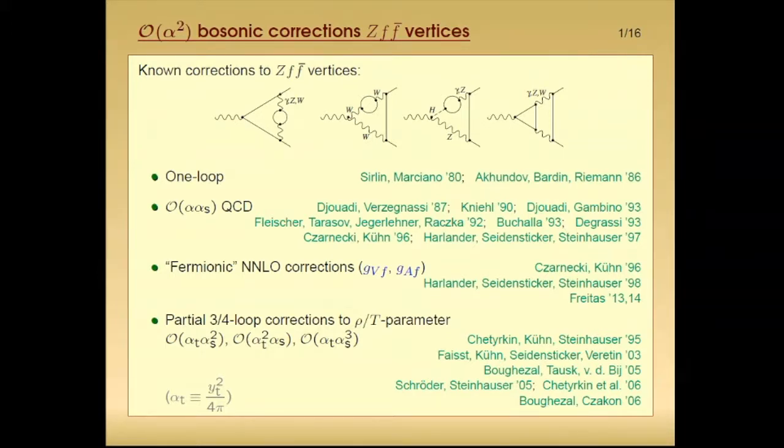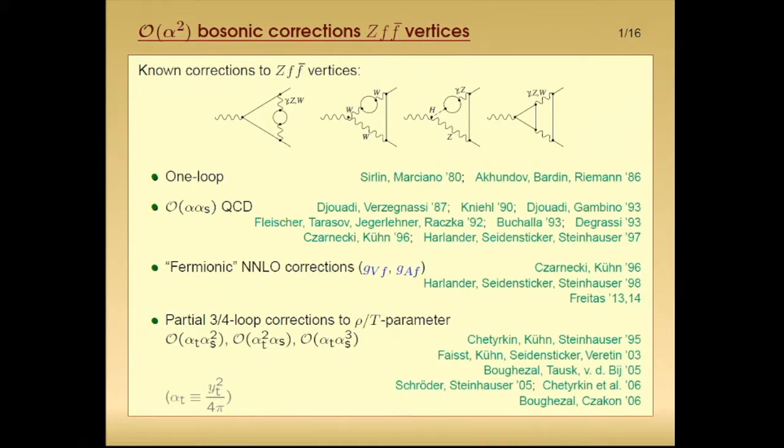In addition, we also have partial corrections that go beyond two-loop, at the three and even four-loop level, and these are corrections that are enhanced by powers of the top Yukawa coupling. So they are more important, and they are also technically easier to compute. That's why they are available.